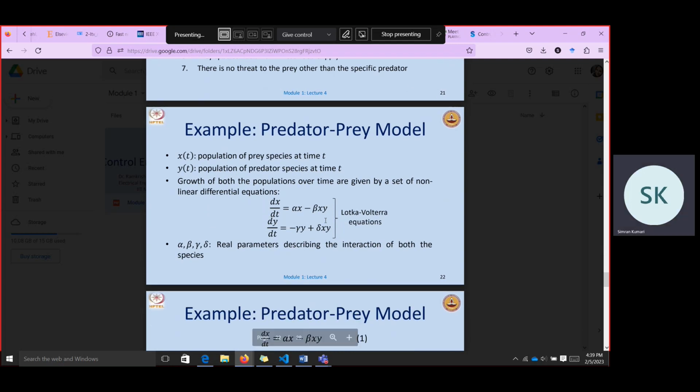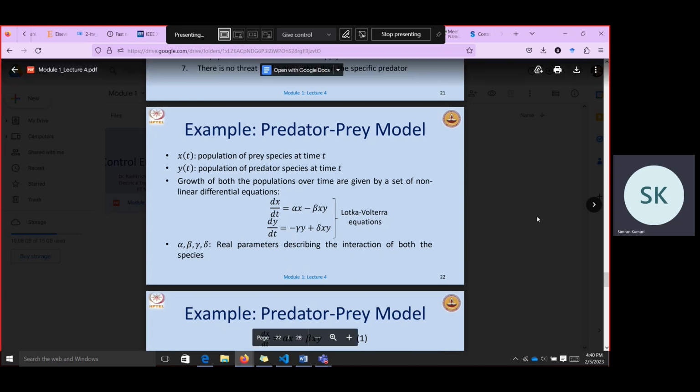Then this one is on Lotka-Volterra equations, the predator-prey model, coupled dynamics and all. So this has also been discussed.